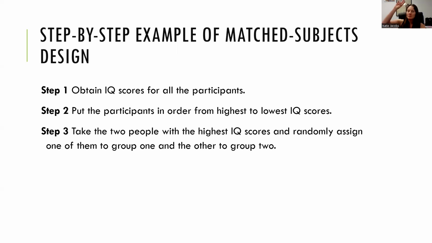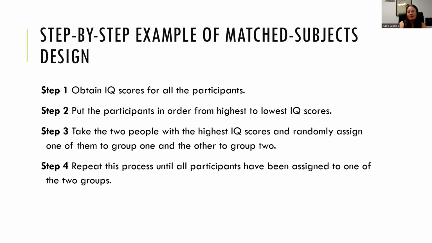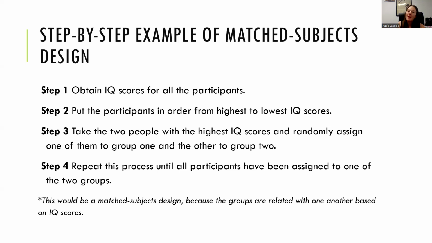After that, I would take the two people with the highest IQ scores and randomly assign one of them to group 1, which could be, let's say, my online class, and the other one to group 2, which let's pretend that's my face-to-face course. But we'd repeat this process until all participants have been assigned to one of the groups. So you would randomly assign in groups of 2 where the first participant went, and then the other participant would go into the other group. So this would be a matched subjects design because the groups are related to one another based on IQ scores.